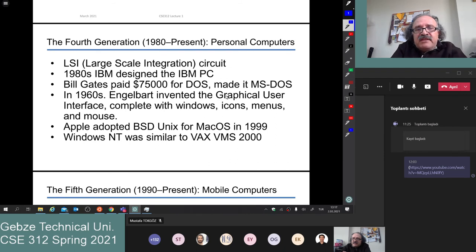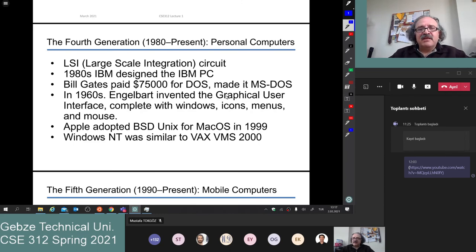Microsoft didn't have one during those days. I think he had only a basic interpreter. He didn't have an operating system. He said, okay, I will buy an operating system for you and modify it, and I will call it MS-DOS. DOS means dirty operating system. Later, they decided that dirty is not a good word. Let's make it disk operating system. So they called it Microsoft Disk Operating System, and they became partners.